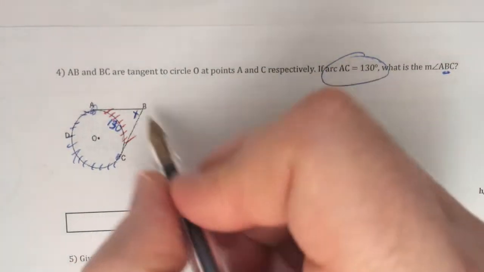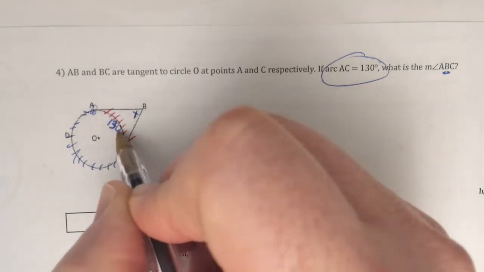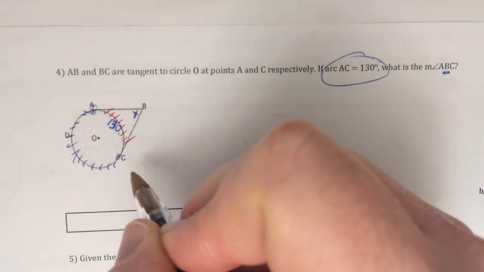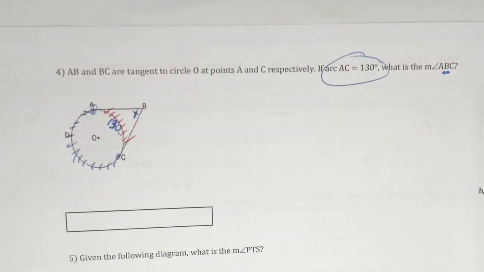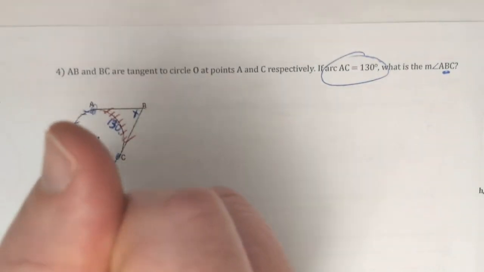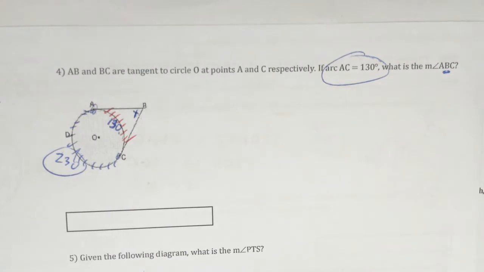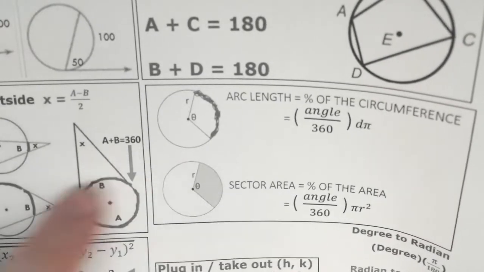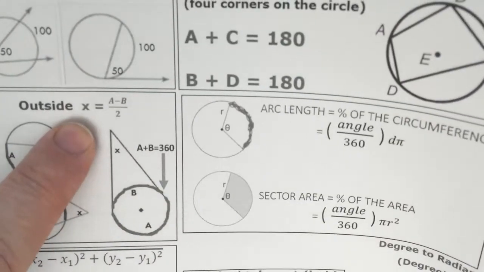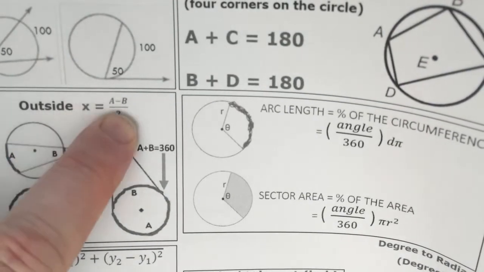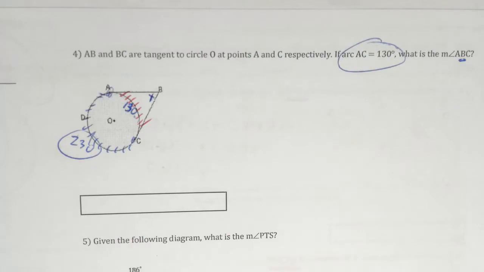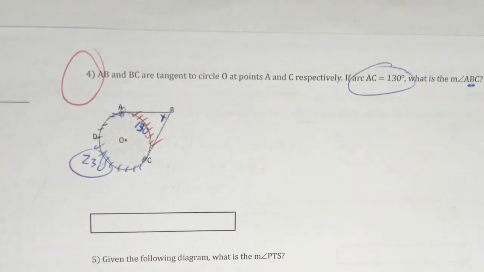So what would be left over? I know that that blue arc and this red arc make 360 degrees. So 360 minus 130, and I would be left with 230. Now that I have that, just like I said right here, I can plug it into this equation where the angle is equal to those two arcs subtracted, divided by 2, and it's your job to finish that one off. All right, pretty simple.